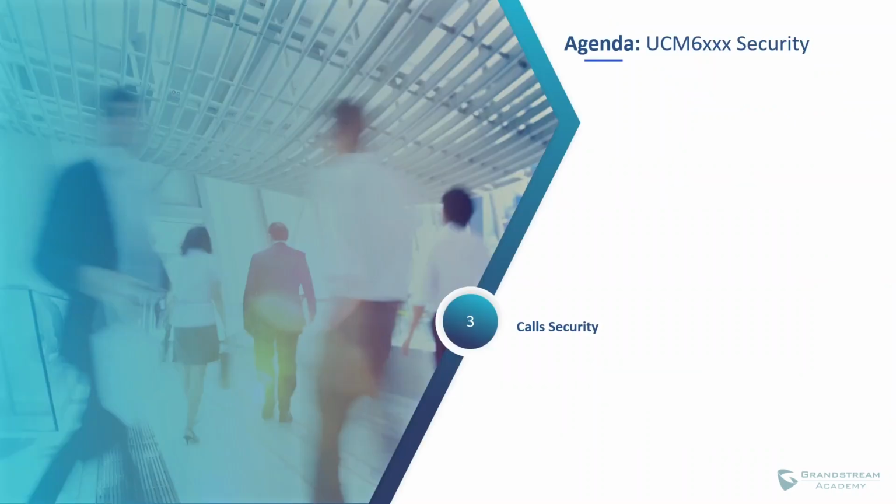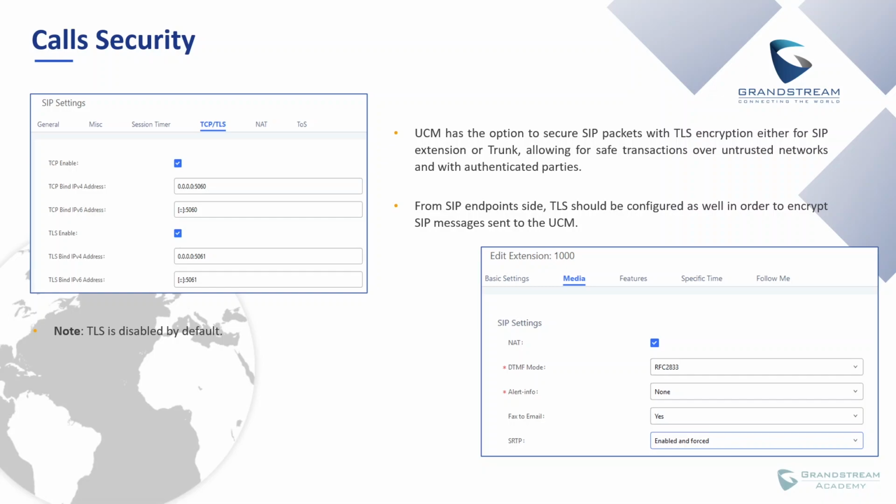And next we are going to talk about call security. To secure the calls and encrypt them, the UCM has the option to enable TLS encryption, allowing for safe transmission over untrusted networks with authenticated parties. And SIP endpoints will still need to be configured to use TLS to encrypt SIP messages sent to the UCM.